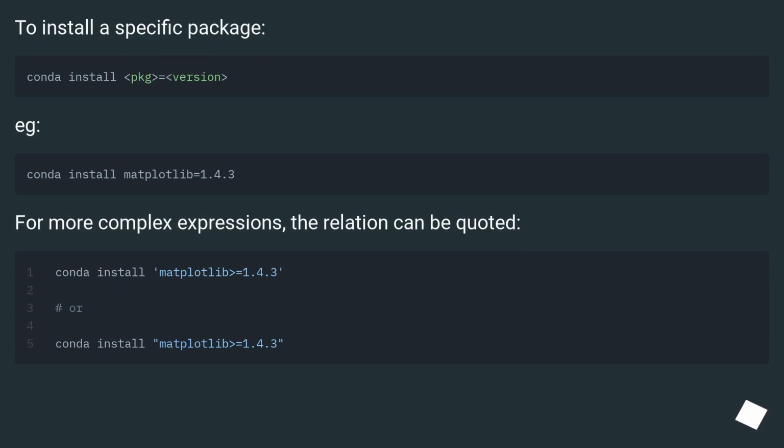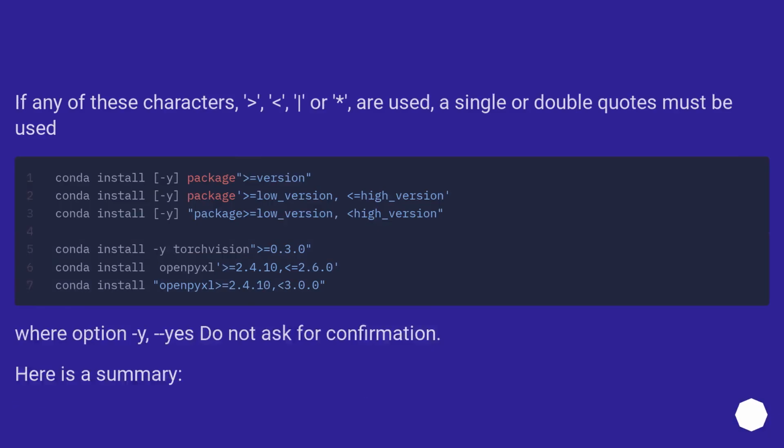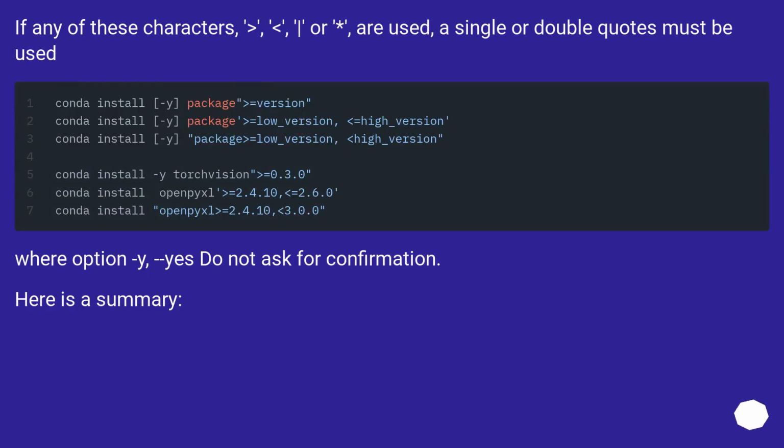To install a specific package, e.g. for more complex expressions, the relation can be quoted. If any of these characters, comma, vertical bar or comma are used, a single or double quotes must be used.